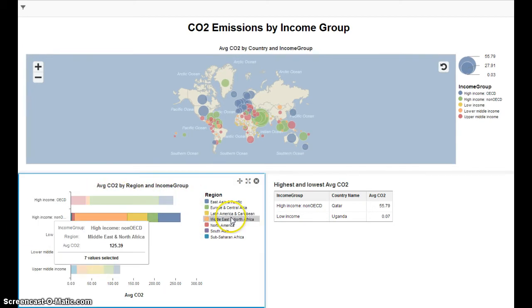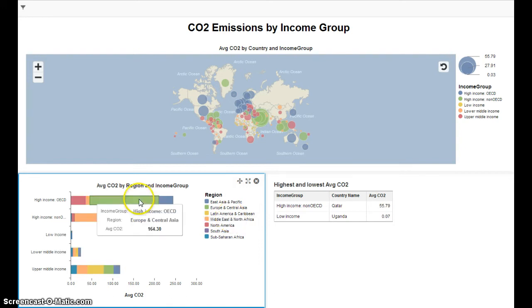A large percentage of the high-income non-OECD group is orange, and if we click on that, we can see that the average amount of CO2 emissions produced is 125.39 metric tons out of the 250 plus in the Middle East and North African region.